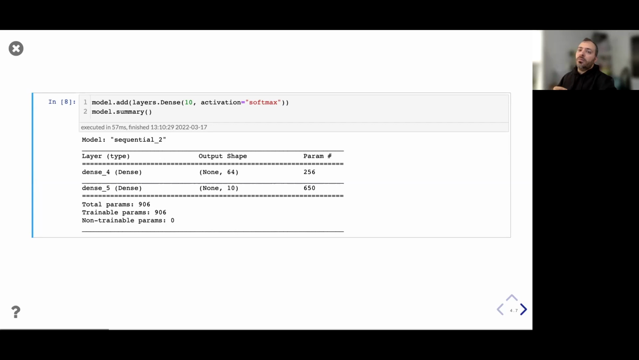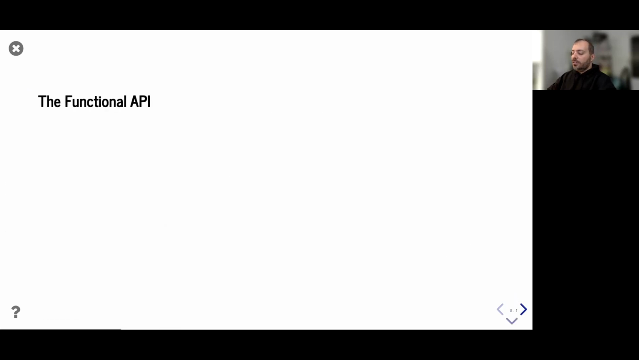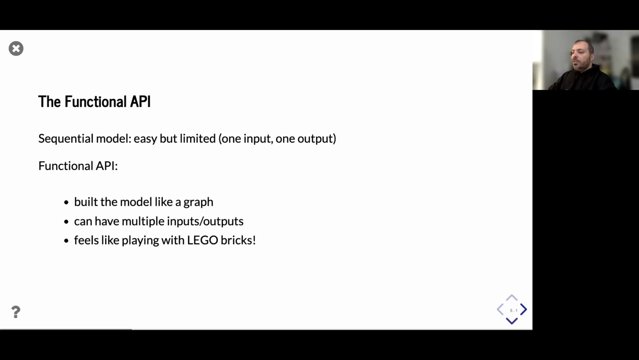Now, if you want something a bit higher level, you have to move to the functional API. So let's see what this functional API is. And actually, this is a proposed way to build models in Keras. The sequential is very good, very easy, but quite limited. First of all, it only supports one input and one output.